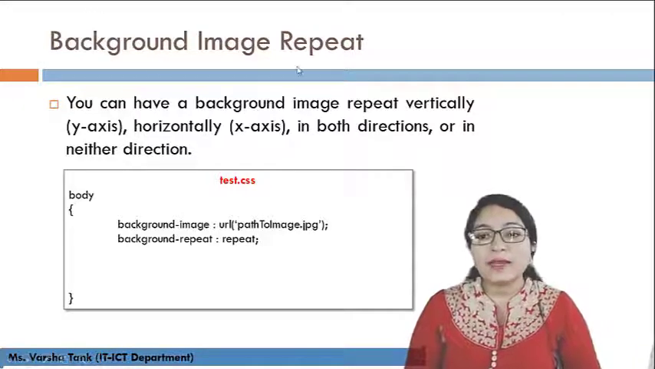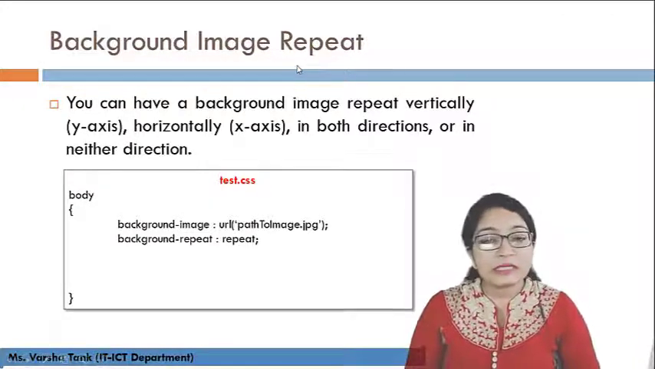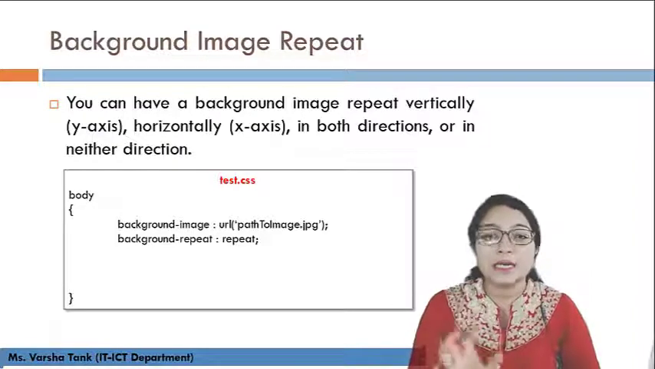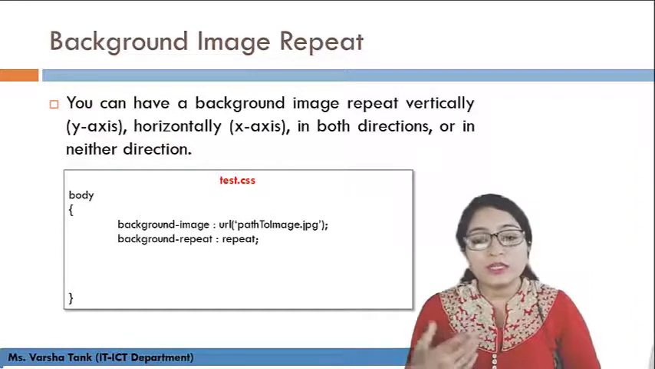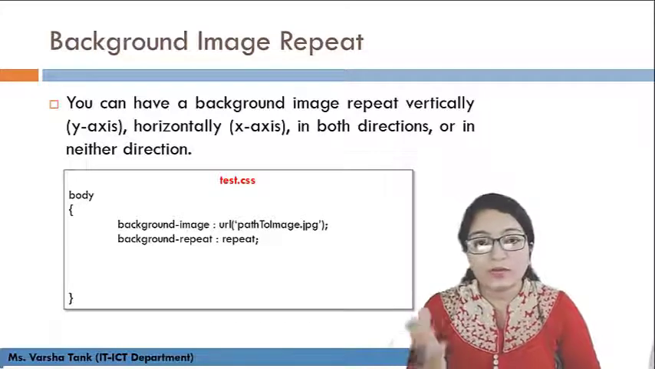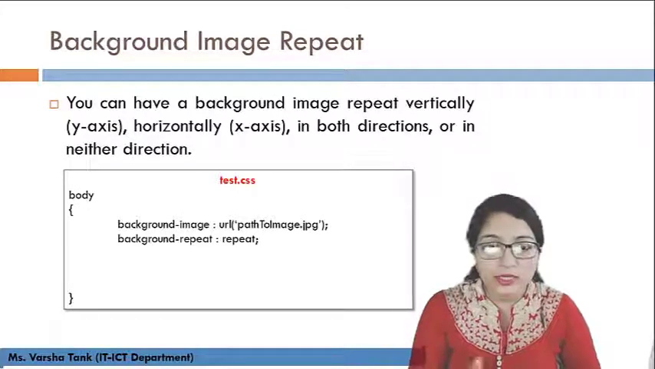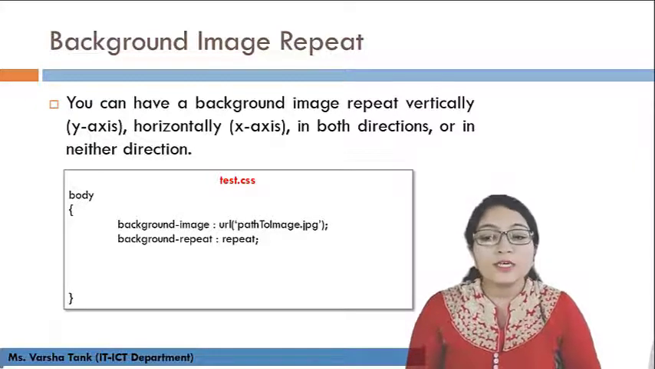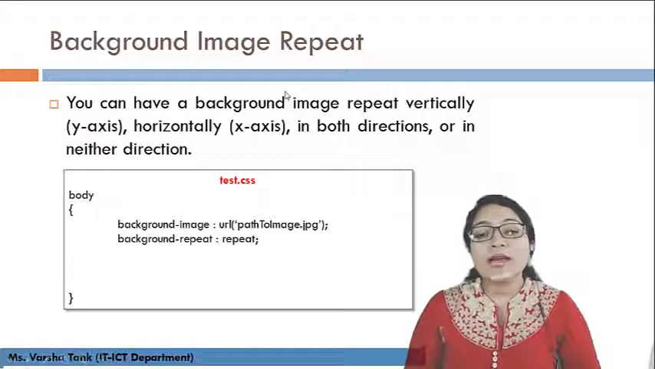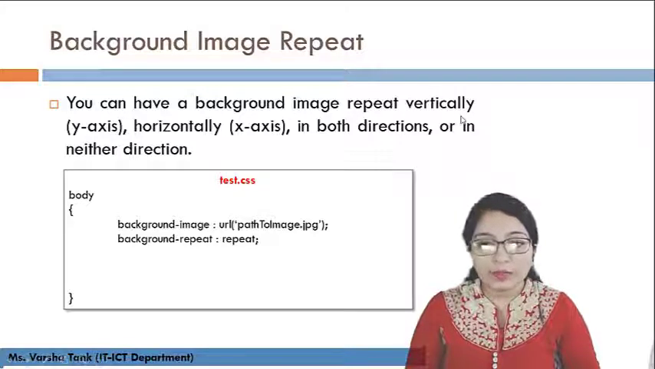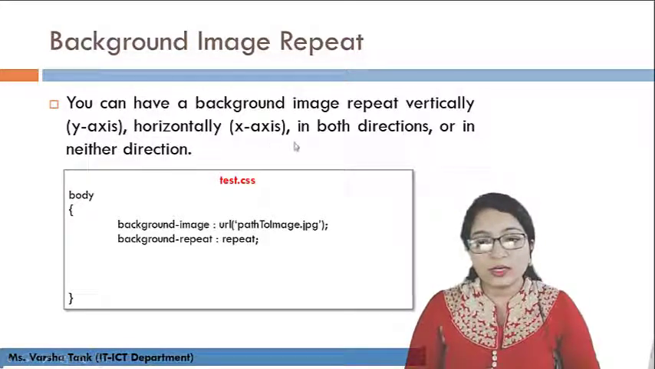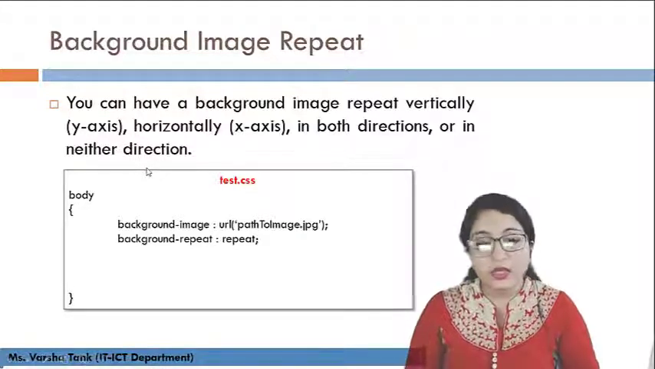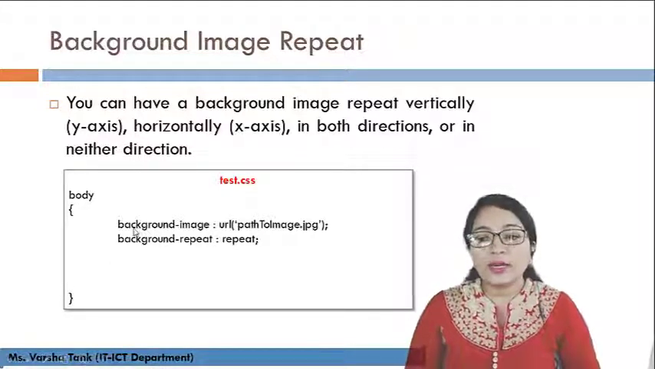Now the next one is background image repeat. As we have seen in the output, the same image is repeated across your entire background. Suppose we don't want that. We want it vertically, or horizontally, or we don't want the image to repeat itself. So what can you do? You can have a background image repeat vertically on the y-axis, horizontally on the x-axis, in both directions, or in neither direction. For that, what do you have to write?